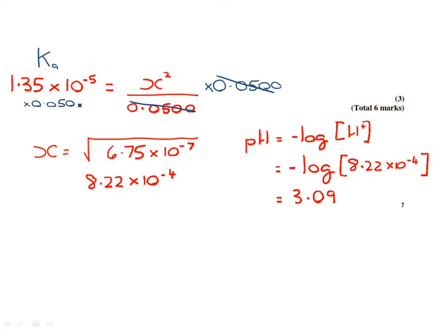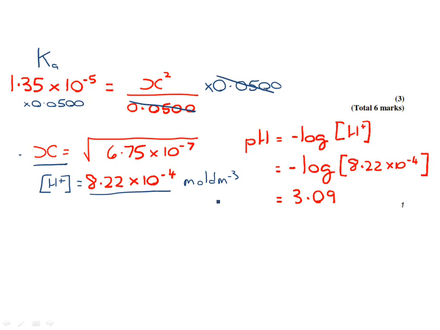okay? And then if you look down here, we end up with X equals the square root of this times this, which is 6.75 times 10 to the negative 7. So you're solving for X here. And then if you do the math, you end up with X equals 8.22 times 10 to the negative 4. Okay? And that should be moles per decimeter cubed. Okay, so this is basically the concentration of the hydrogen ions.